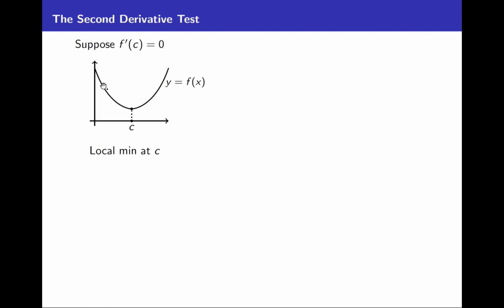We have a local minimum at x equals c. But look at the shape of that graph. It's concave up. So if it's concave up, its second derivative is positive. So this picture tells us that a positive second derivative signals a local minimum at your critical point.